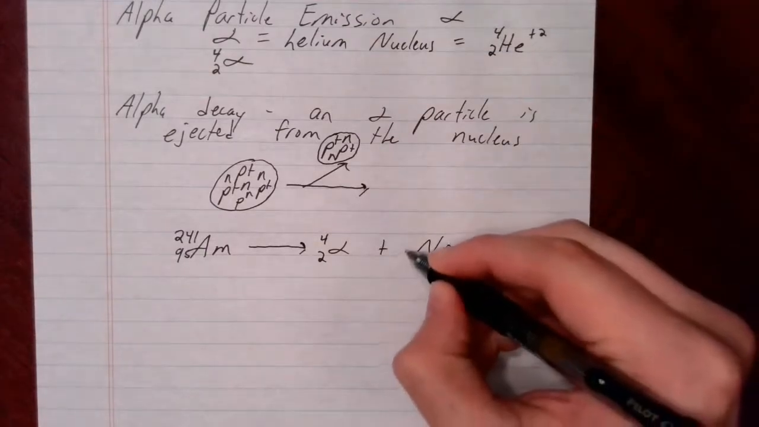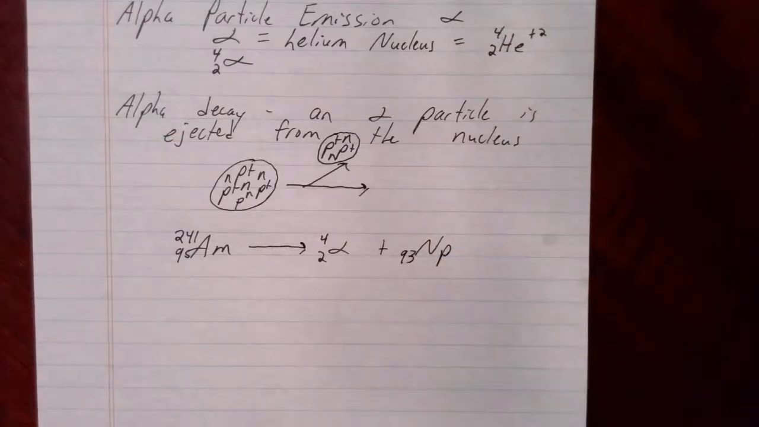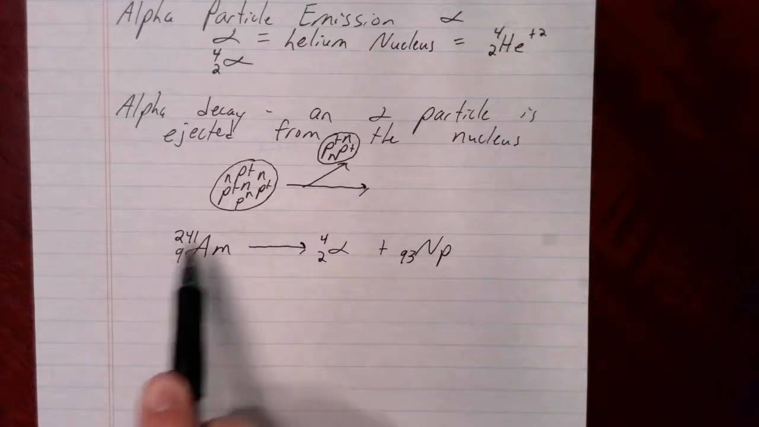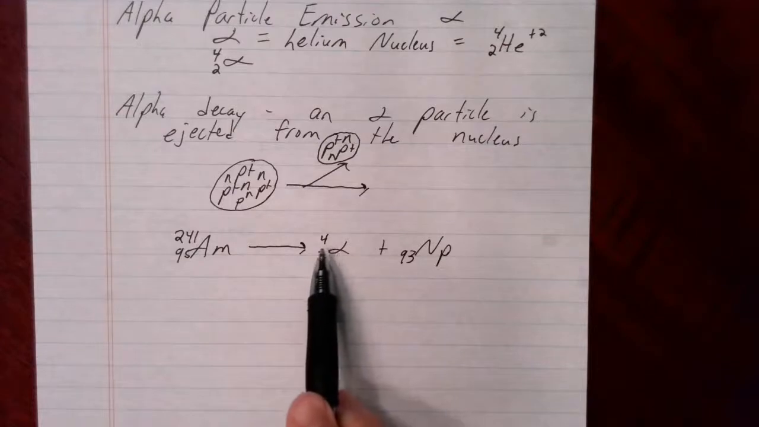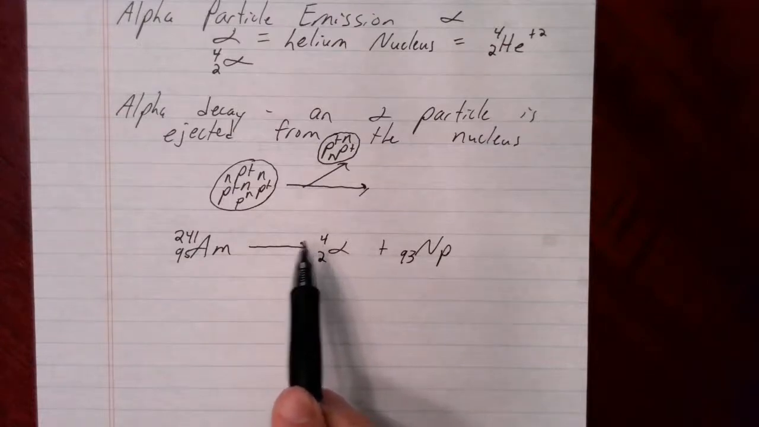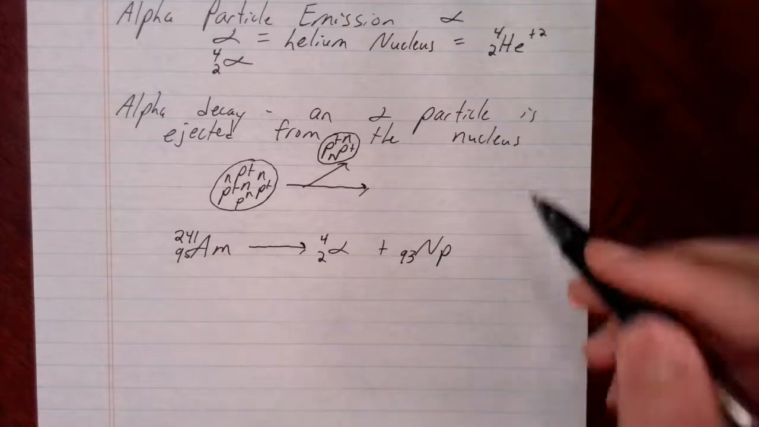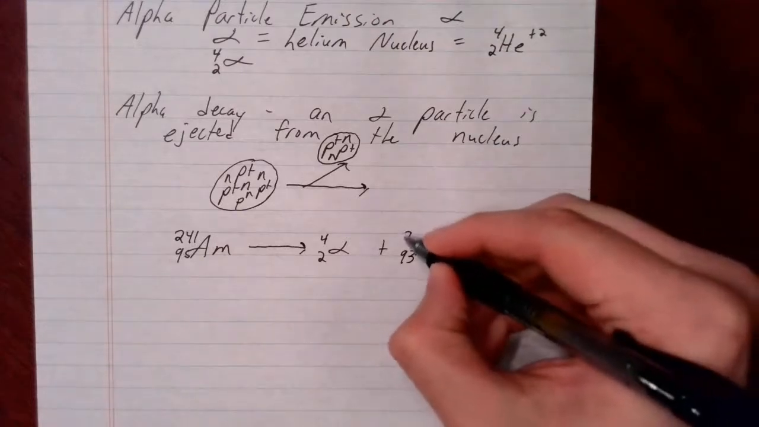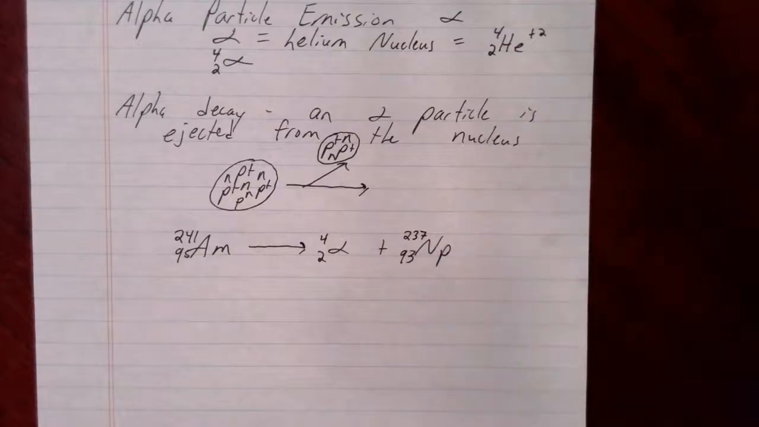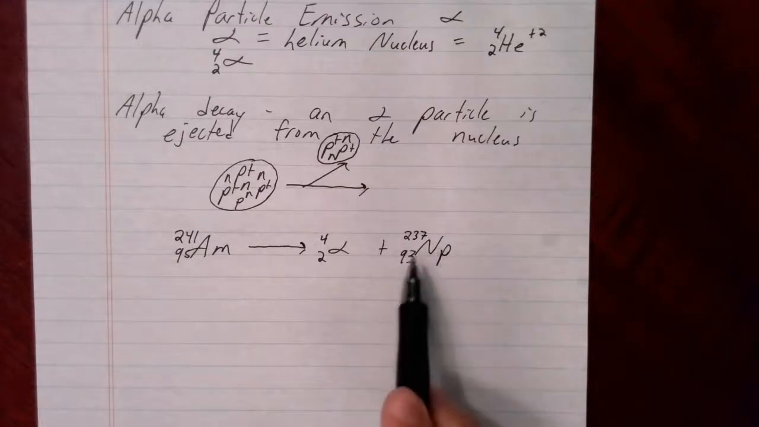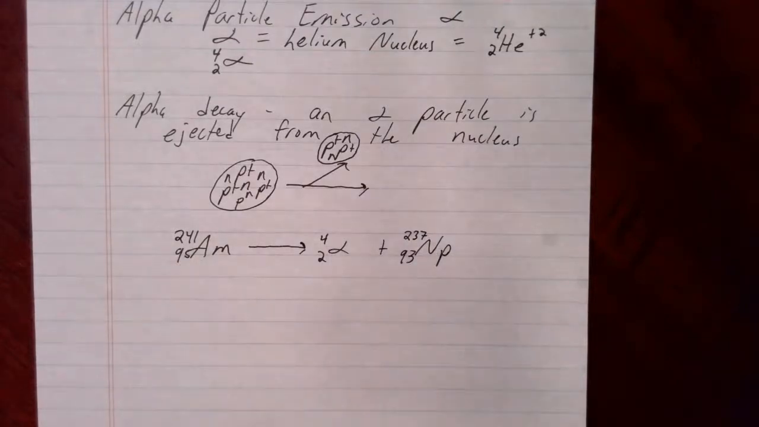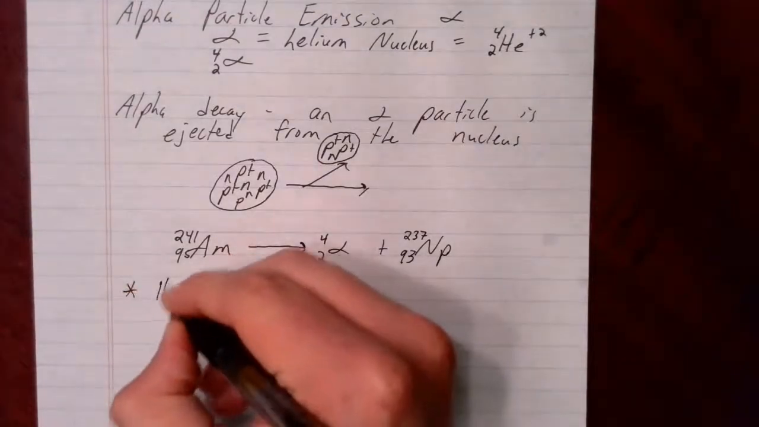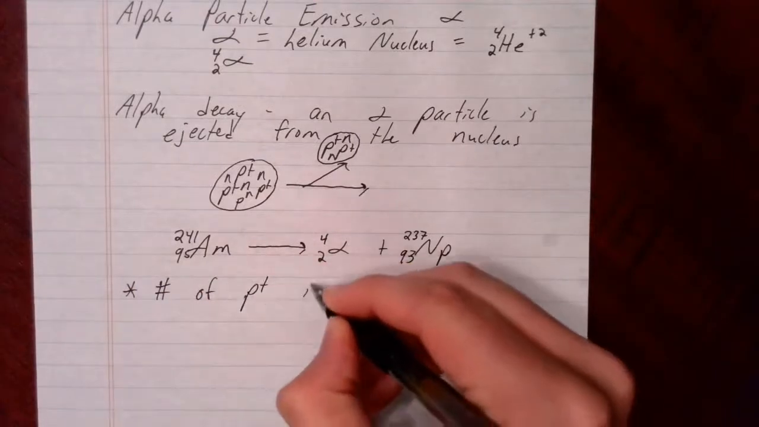So we have the 93. Again, we don't have to write that in, but it makes it a lot easier to check our work when we're done. The original mass was 241. We lost 4 mass units in the form of 2 protons and 2 neutrons, so 241 minus 4 is 237. Now we need to go back and double check that we have the correct mass on each side. 237 plus 4 is 241, and I started with 241. So in alpha decay, the number of protons is conserved.